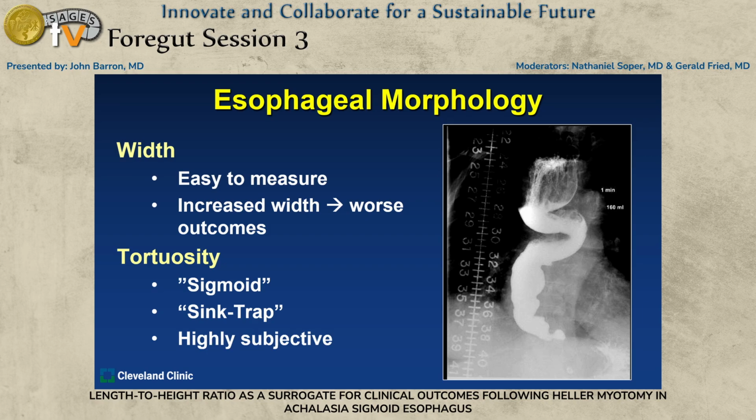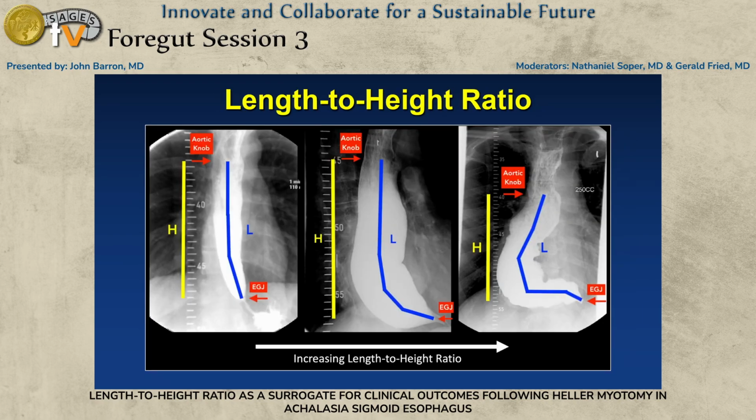They're not easily quantified. And so for this reason, we developed the esophageal length to height ratio based on the premise that the esophagus must elongate in order to become tortuous. The ratio provides a straightforward way to objectively quantify severity of tortuosity using the esophagram. We measure two distances, the length in the blue and the height in the yellow. Division of the length by the height gives us the length to height ratio, with a ratio of 1 meaning that the esophagus is perfectly straight. So increasing values indicate more severe tortuosity.